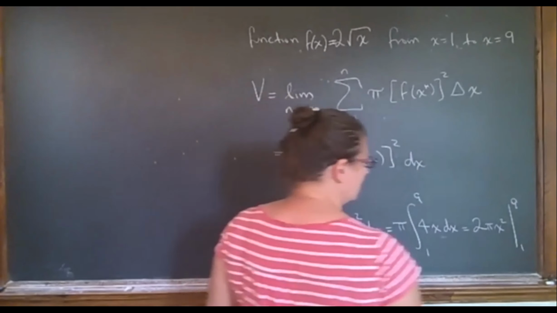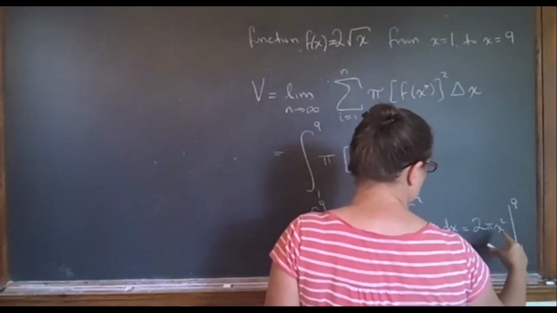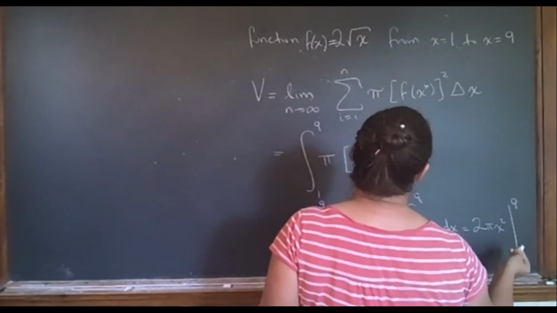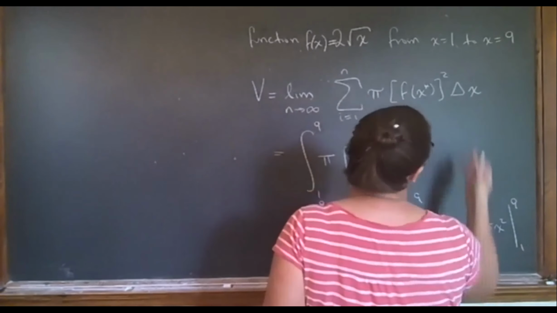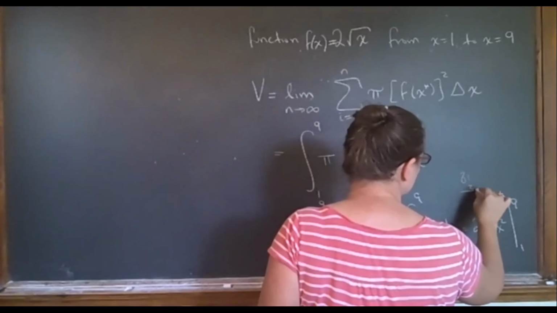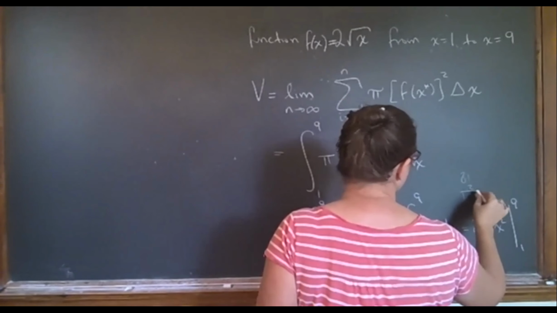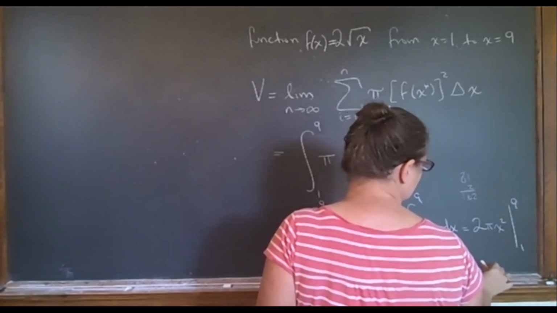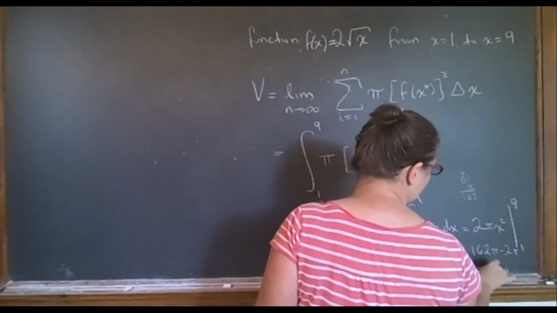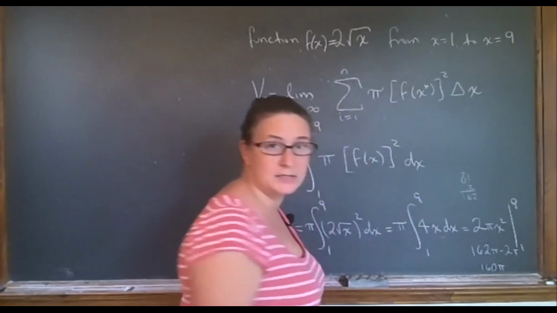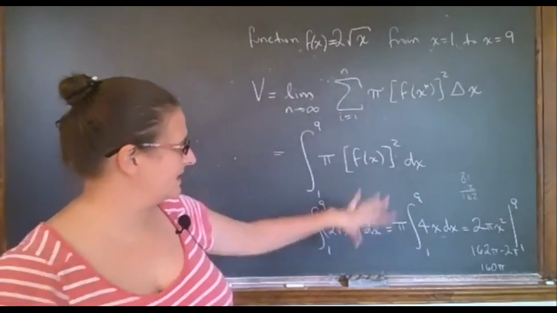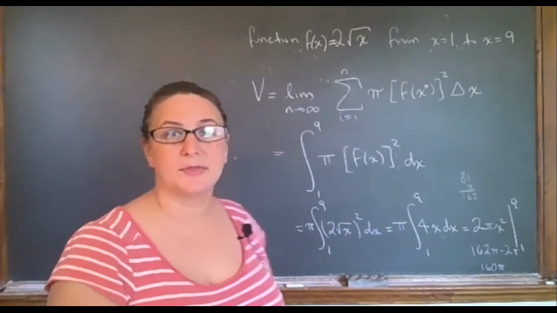And so what is that? 80. Yeah, right. Why did they choose 9? I don't know. So 81 times 2, it's not 198, it's 162. So 162 pi minus 2 pi, so we get 160 pi. I'm sorry if you can't see that, it's too small. But anyway, you can figure that out. Okay, so we're able to then get the exact answer quite easily once we've got this set up.